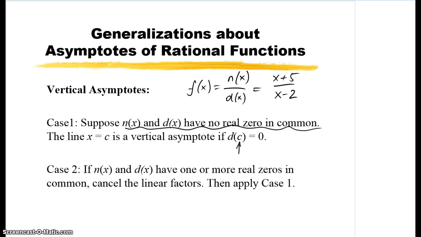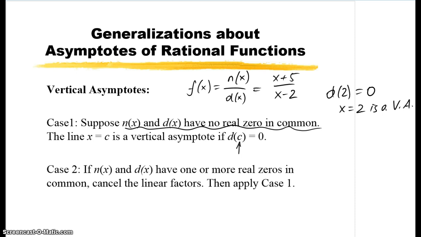You can't cancel or factor anything out. The line x equals c is the vertical asymptote if d of c is equal to 0. Notice that d of 2 is 0, because 2 minus 2 gives me 0. That's why x equals 2 is the vertical asymptote. We put VA for vertical asymptote. So one case is exactly what we've already looked at.